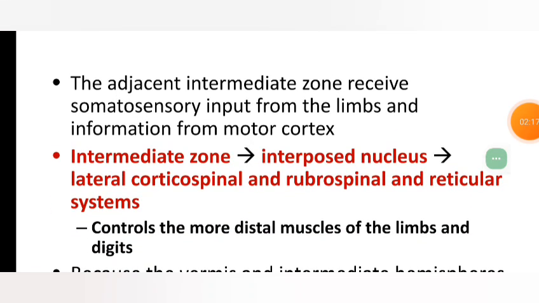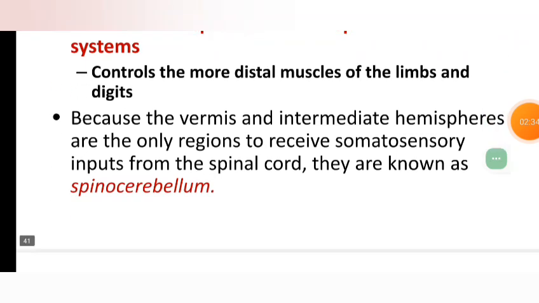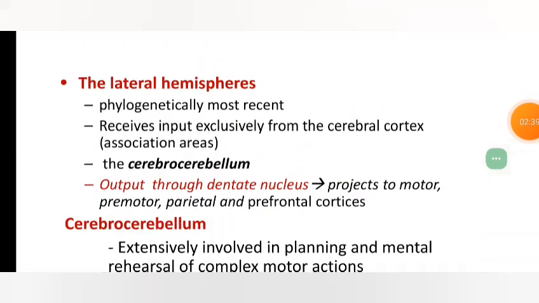The adjacent intermediate zone receives somatosensory input from the limbs and information from the motor cortex. The intermediate zone projects to the interposed nucleus, lateral corticospinal, rubrospinal and reticular systems, and controls the more distal muscles of the limb and digits.